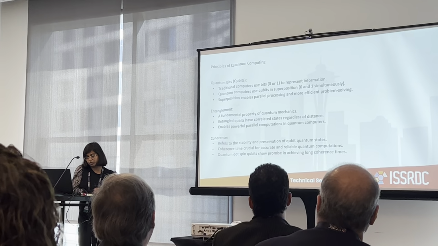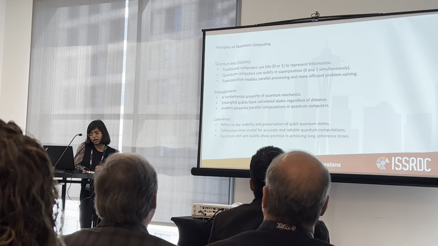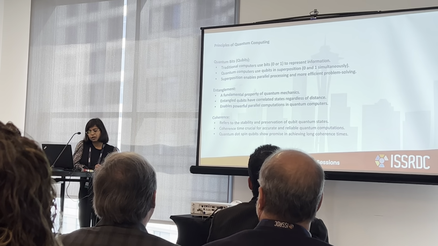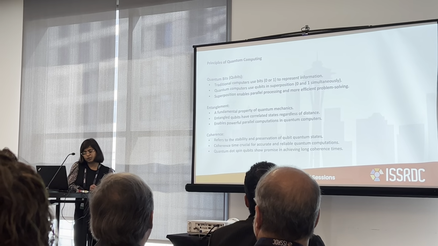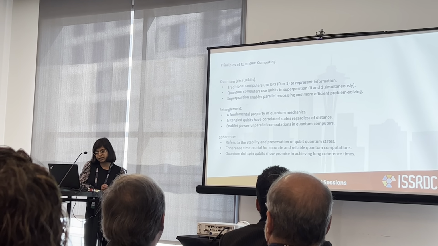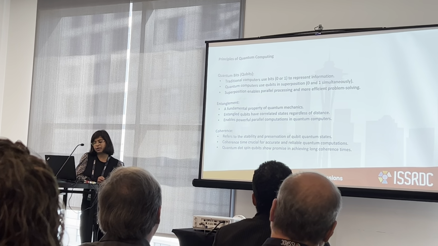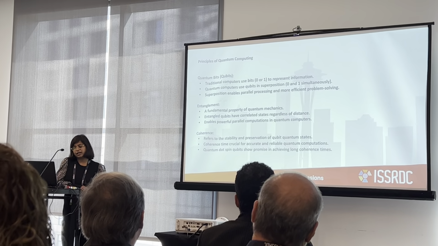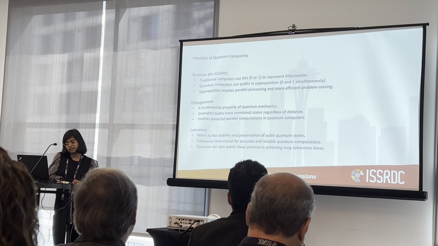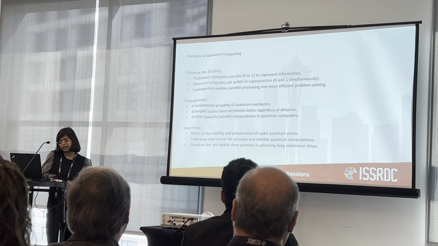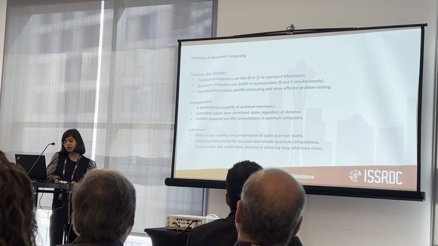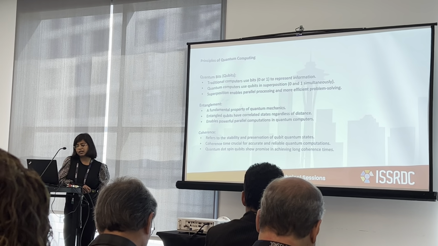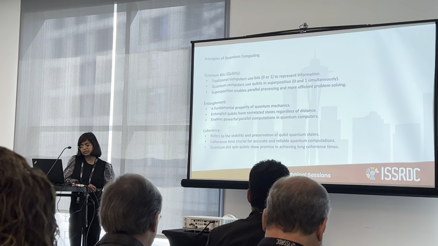As we all know, just like traditional computers use 0 and 1 to represent information, quantum computers use qubits in superposition, 0 and 1 simultaneously, and superposition enables parallel processing and more efficient problem solving. And the next principle would be entanglement, a fundamental property of quantum mechanics. Entangled qubits have correlated states regardless of distance, which enables powerful parallel computations in quantum computers.